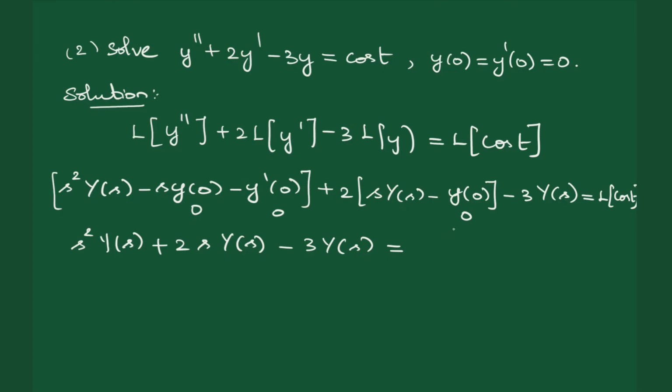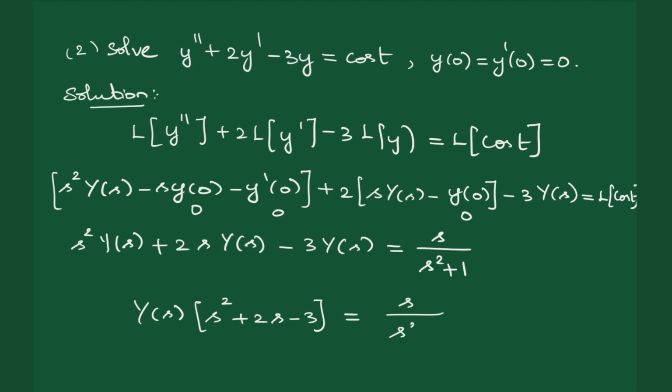L of cos t is what? s divided by s square plus 1. Right? Now the next step is we have to write what is Y of s. So collect the Y of s term separately. So this is (s square plus 2s minus 3) which is equal to s by s square plus 1. Now we can factorize this s square plus 2s minus 3, right, which can be split into (s plus 3) into (s minus 1). That is, this can be factorized like this.